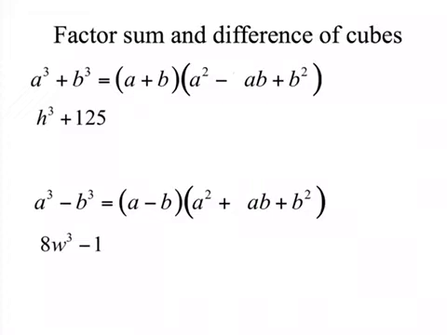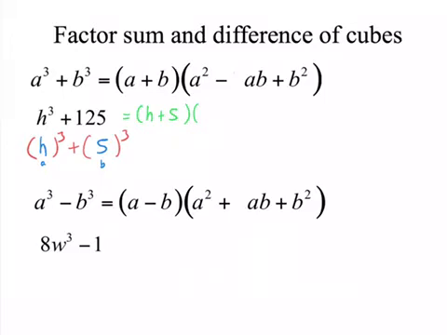That makes two cubes. So for the first one, hopefully you can see you have something cubed plus something cubed. And hopefully you can see the first one is h, that's your A, and this is 5 cubed, which is your B. So if I want to write the answer to this, the factored form, we take A plus B, which would be A plus 5, sorry, h plus 5.